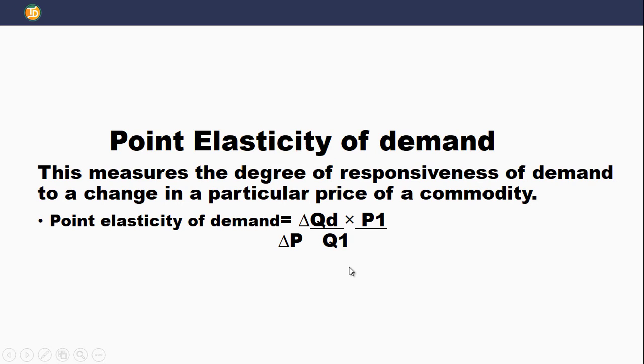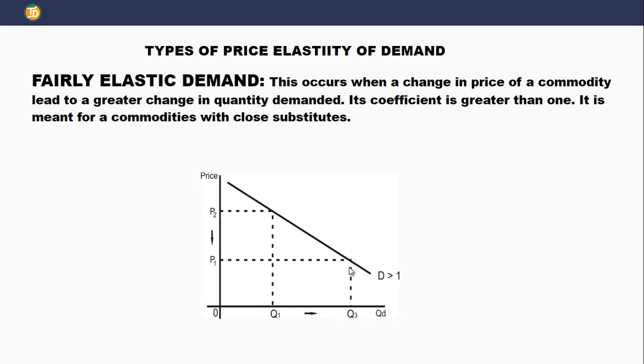Let's look at the types of price elasticity of demand. So types of price elasticity of demand will enable us to analyze and interpret the elasticity of demand of a commodity. Number one is fairly elastic demand. Fairly elastic demand can also be called elastic demand. So it occurs when a change in price of a commodity leads to a greater change in quantity demanded of that commodity. So the coefficient of fairly elastic demand is usually greater than 1.